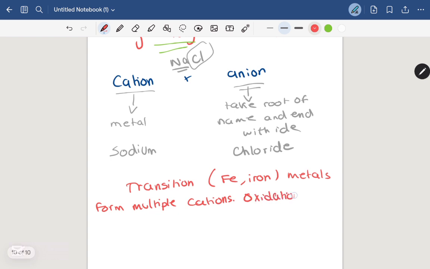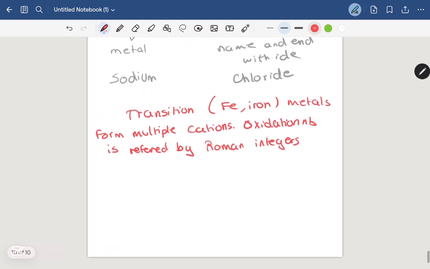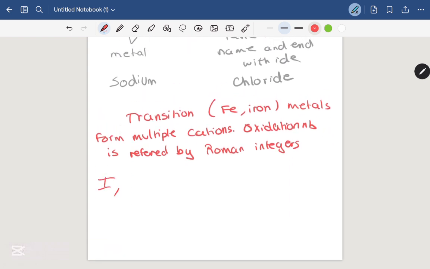Oxidation number is referred to or indicated by Roman numerals. I'm pretty sure we've come across many examples. So I means 1, II means 2, III means 3. Now here's where it's very important: I, II, III is the basis of everything. Then you have to memorize that V is 5, X is 10, etc., and so on and so forth.